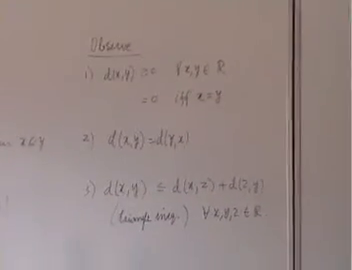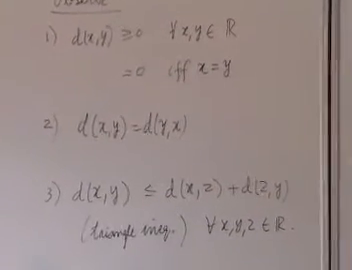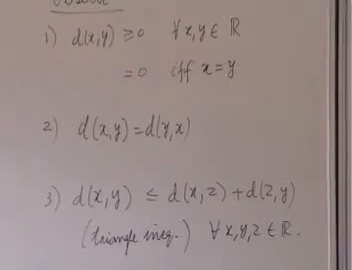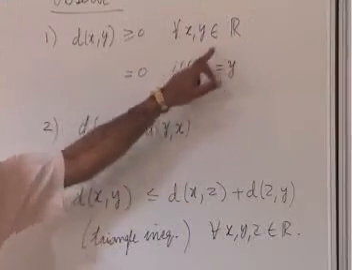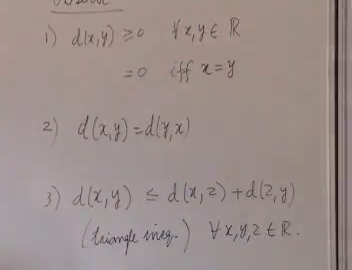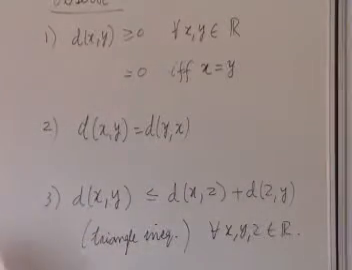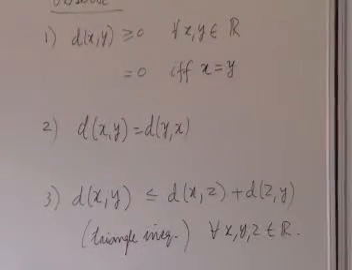With R replaced by omega. That is, the distance d(x,y) is greater than or equal to 0 for every x, y in omega. It is equal to 0 if and only if x equals y, and the distance between x and y is the same as the distance between y and x, and the distance satisfies this triangle inequality.